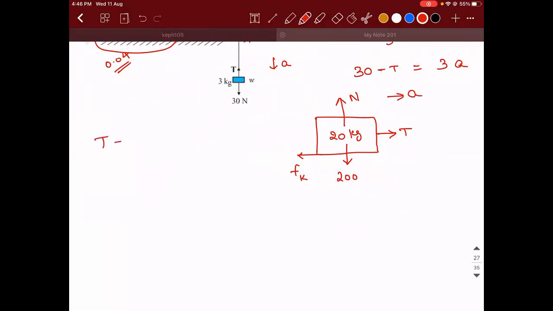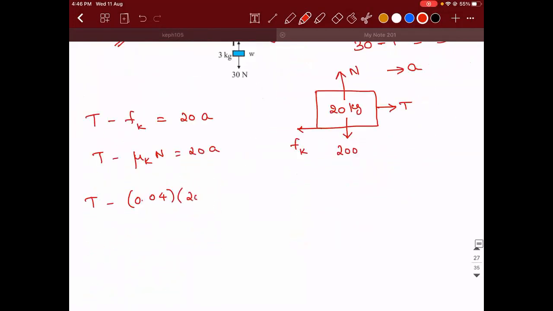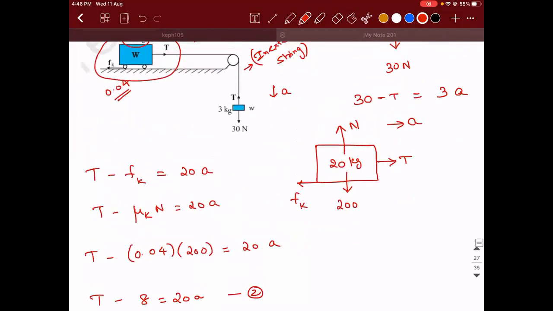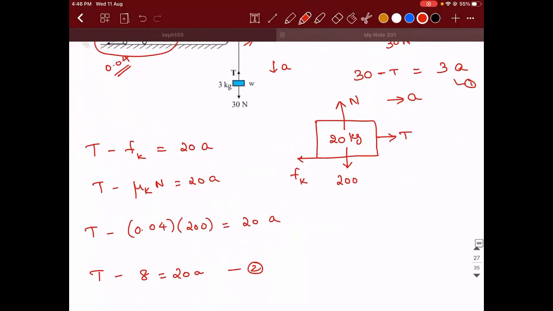T minus Fk is equal to mass, which is 20, into acceleration. But what is the value of Fk? It is mu k into N, is equal to 20a. So T minus, what is the value of mu k? 0.04 into m into g. M into g is 200, is equal to 20a. So T minus 8 is equal to 20a. Let me call this equation number 2. Let me call this 1. So when you solve both, what do you get?